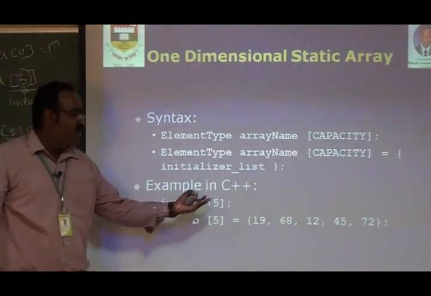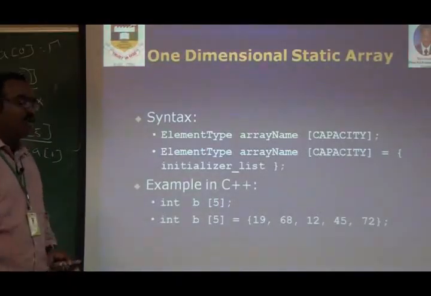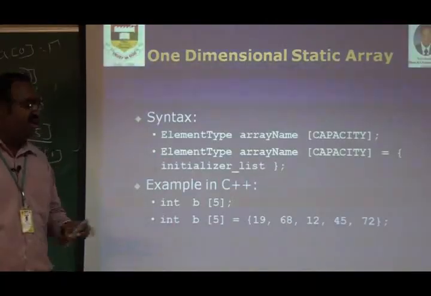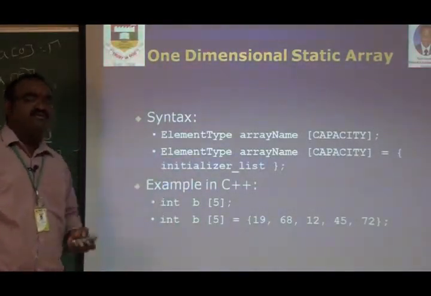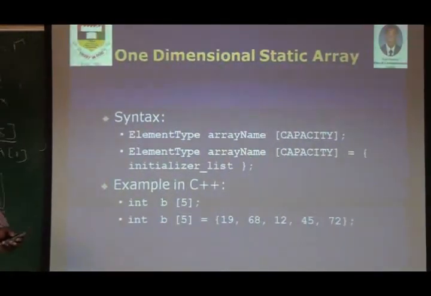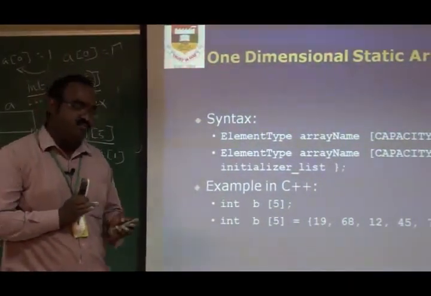What are the 5 elements? 19, 68, 12, 45 and 72 we can easily store. So b of 0 has the value 19, b of 1 has the value 68, b of 2 has the value 12, b of 3 is 45, b of 4 is 72, like that. Indexing starts from 0 as always. So when the capacity of the array is 5, it runs from A of 0 to A of 4.